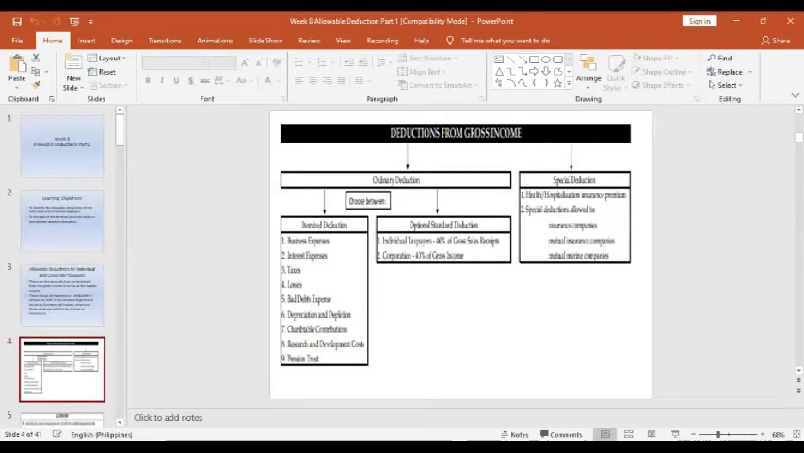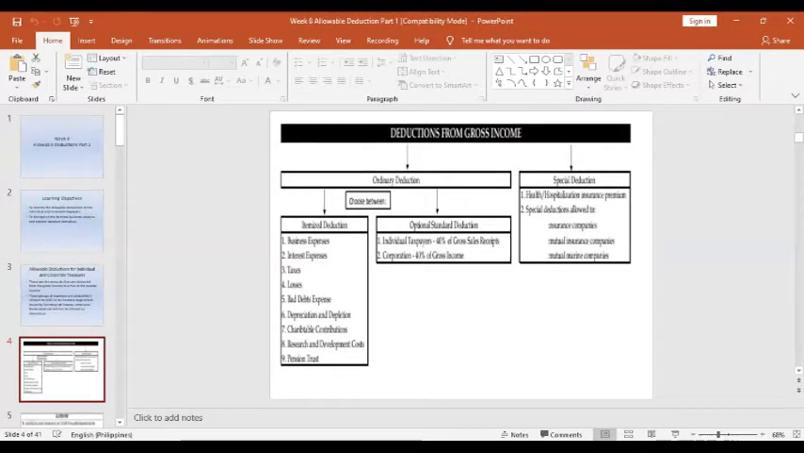Okay, so this is the matrix of the allowable deductions from the gross taxable income. We have the ordinary deduction and the special deductions. In the ordinary deduction, the taxpayer must choose between the two. These two were already tackled in our previous session, especially in the tax on corporations, because the allowable deductions from the gross taxable income are the itemized deduction and the optional standard deduction.